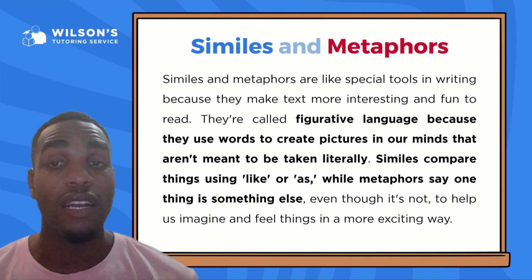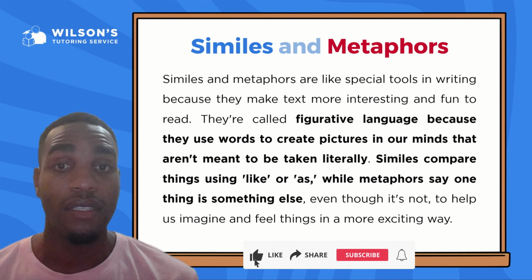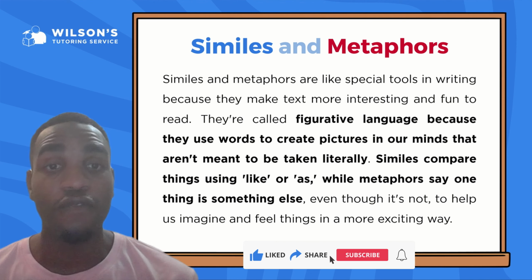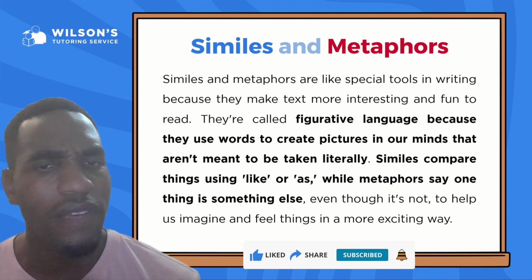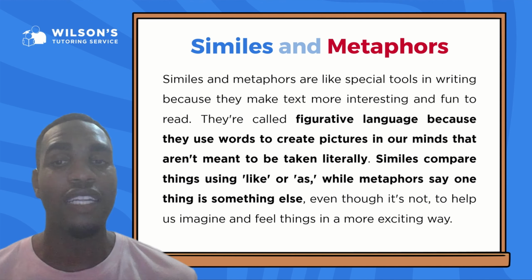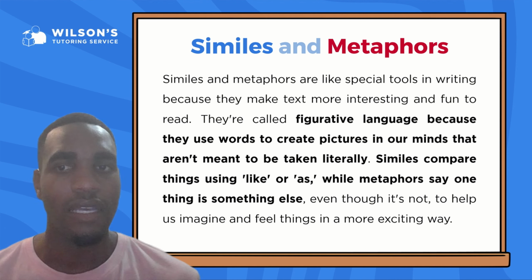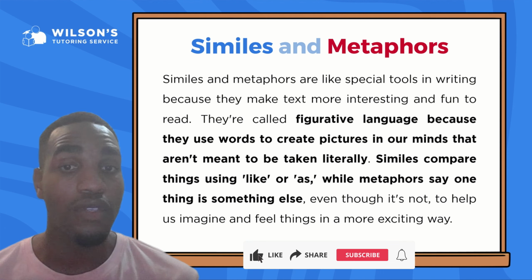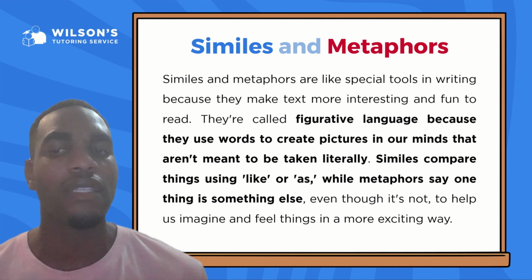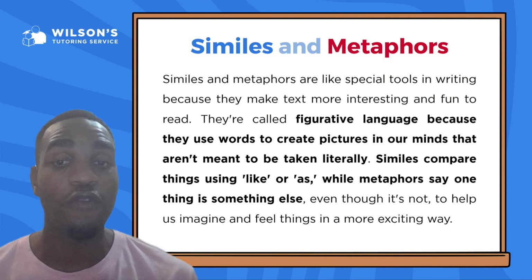Similes and metaphors are like special tools in writing because they make text more interesting and fun to read. They're called figurative language because they use words to create pictures in our minds that aren't meant to be taken literally. Similes compare things using like or as, while metaphors say one thing is something else, even though it's not, to help us imagine and feel things in a more exciting way.